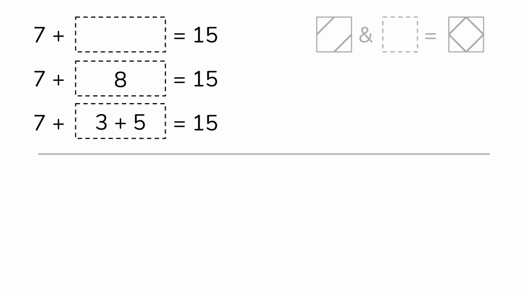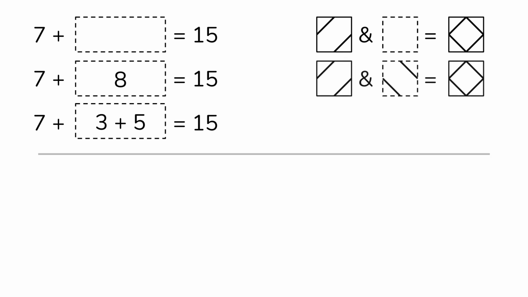We can do the same thing with shapes. What shape belongs in this dotted square to make this equation true? Once again, there's more than one correct answer. You might have written something like this. This is a true equation. If you stack the first picture on top of the second, it does leave you with the third.